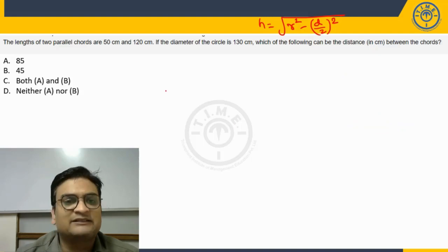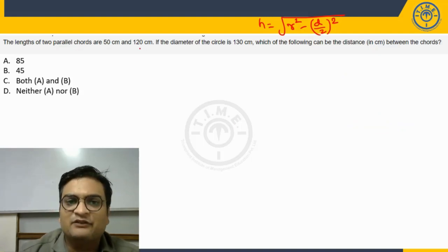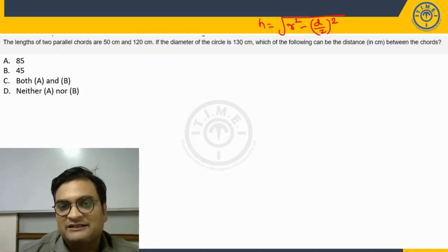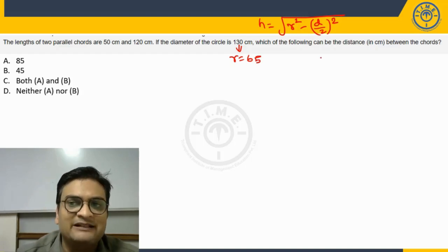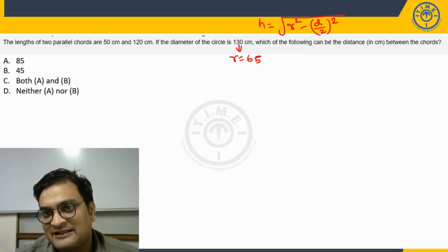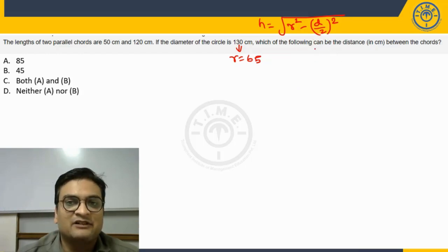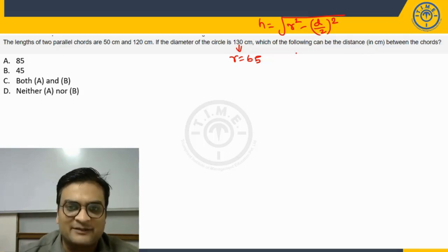Now after having understood this, let us continue with the question. So the two lengths of the chords given to us are 50 and 120. If the diameter of the circle is 130, that means radius is 65. Which of the following can be the distance in centimeter between the chords? See, look at the language of the question. He's asking you can be the distance. That means he's talking about a possible answer out of the many answers which are possible.